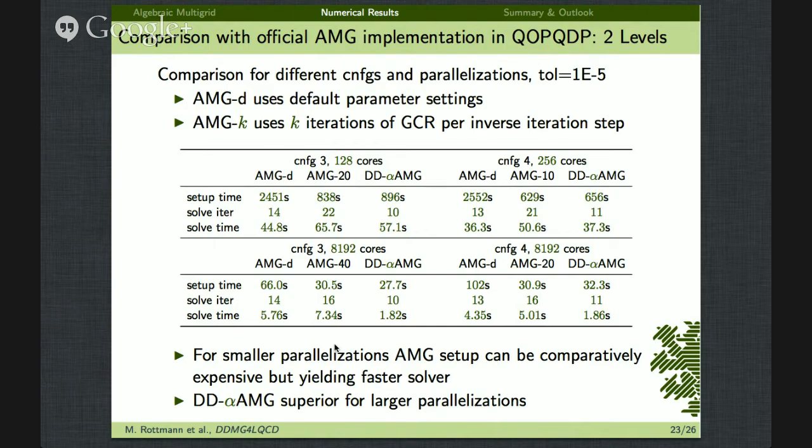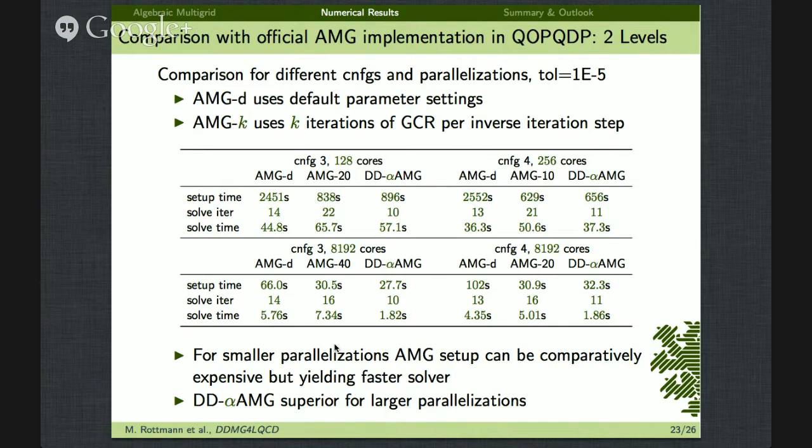Yeah, that's it. And AMG-D uses the default parameters for AMG, and AMG-K uses K iterations of GCR per inverse iteration step, or I think it's BiCG step then. So K iterations of BiCG step per inverse iteration step. And for our method, we just took the default parameters that I showed you in the beginning.